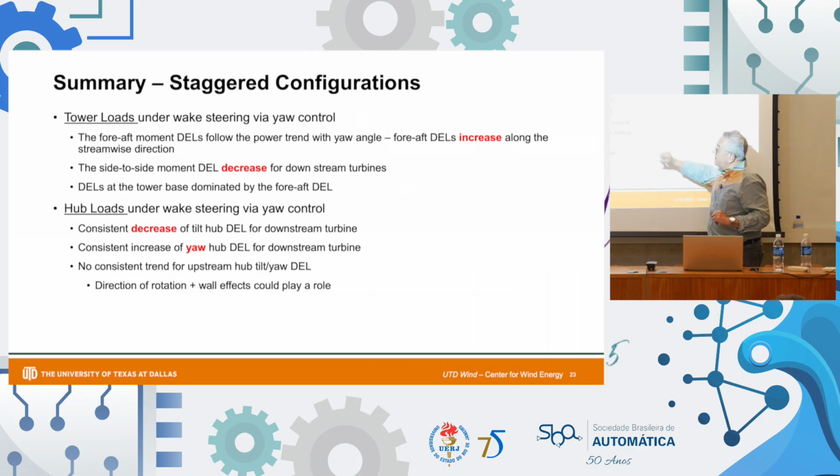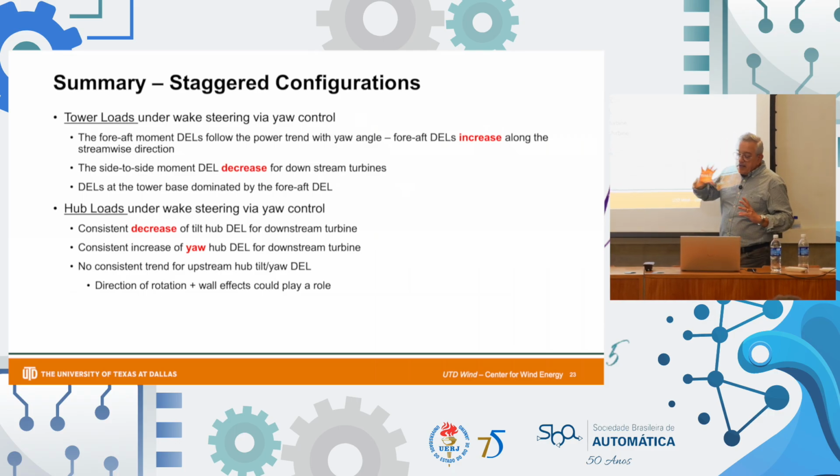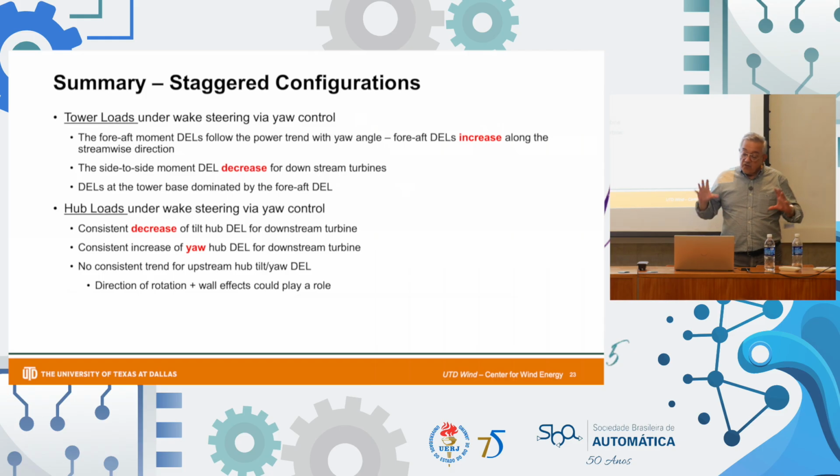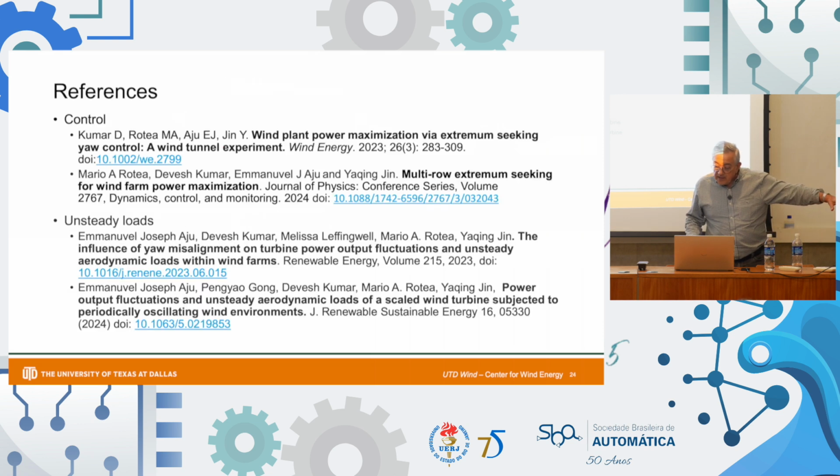On the hub, we have consistency in one of the cases, and then we don't have a consistent trend for another of the moments. And I think this is related to the fact that now the turbines are larger, the orientation of the rotation matters to the loads, and the wall effects of the tunnel could play a role in that.